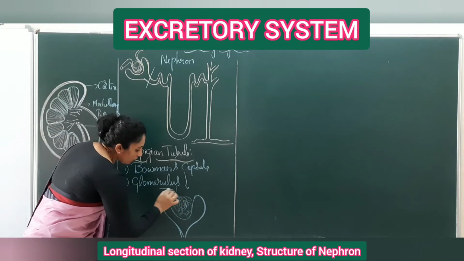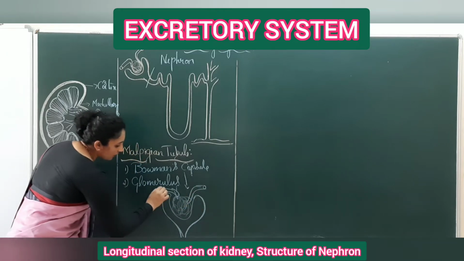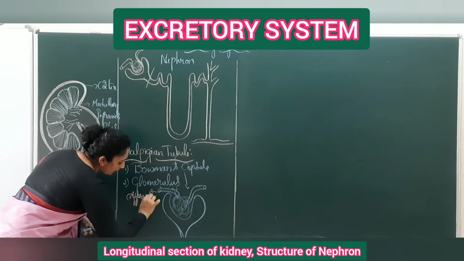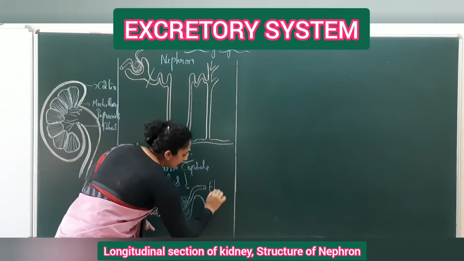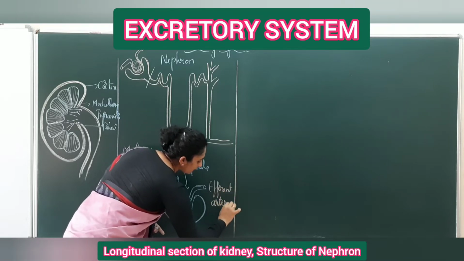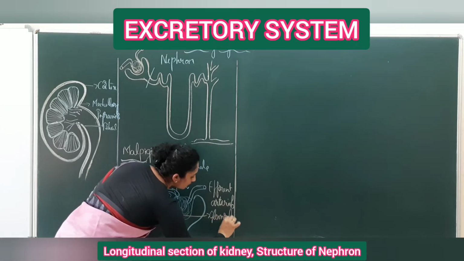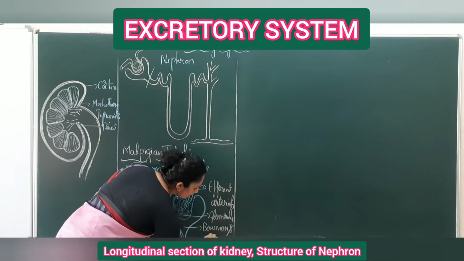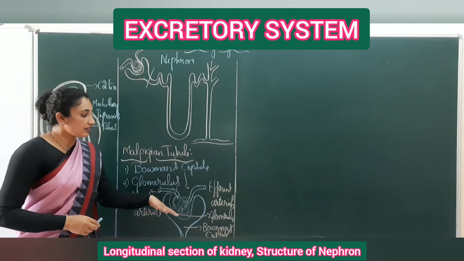And here the knot of capillaries majorly consists of two main parts, one is afferent arteriole and the other is efferent arteriole. This is glomerulus and this is Bowman's capsule. What is the function of this? We will understand in the later classes.